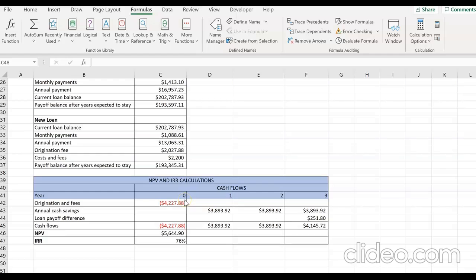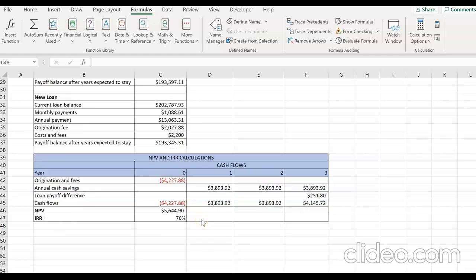Finally, I concluded that the loan should be refinanced as it has a positive net present value of 5,644.90 and a higher IRR of 67% compared to the discount rate of 10%.